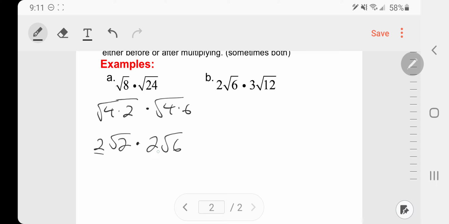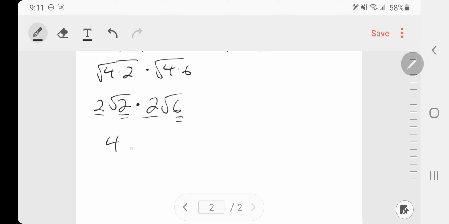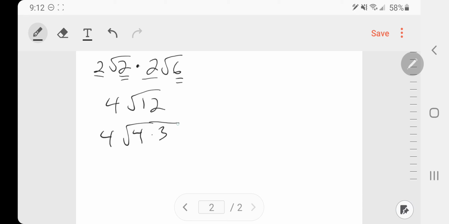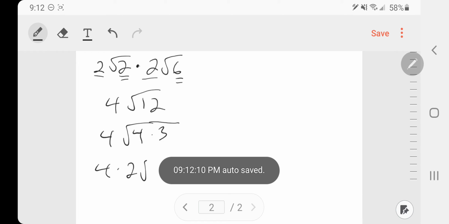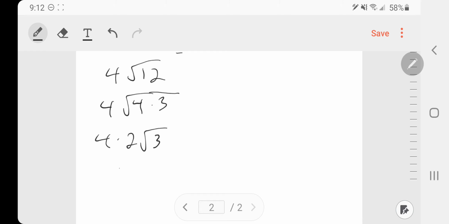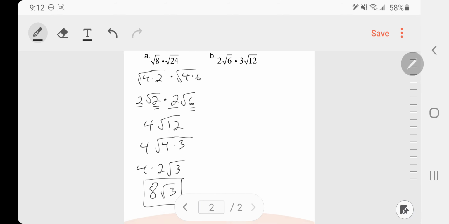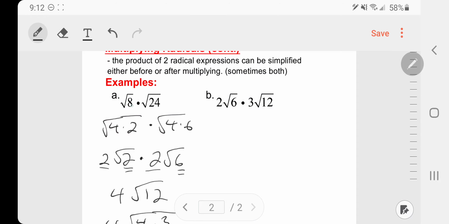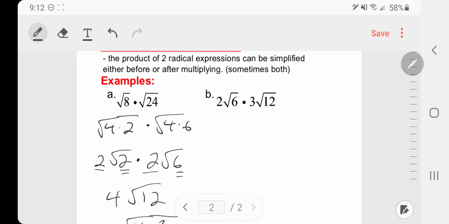Now we multiply 2 times 2, that's going to give me 4. Square root of 2 times the square root of 6 is going to give me the square root of 12. And then we're going to go ahead and simplify that as well. 4, and then the square root of 12 we can break into 4 and 3. Square root of 4 is 2. And the final answer for this one would be 8 square root of 3. All right, so you see how in this one, the 24 times 8 might be a bit much if you were to multiply them together right in the beginning.